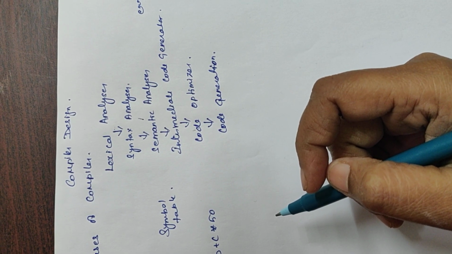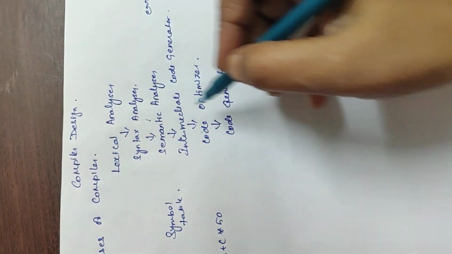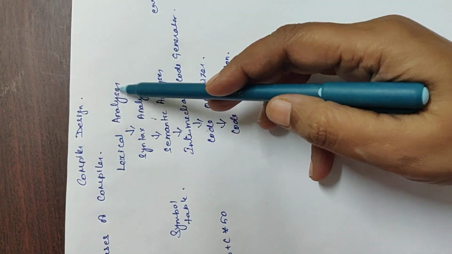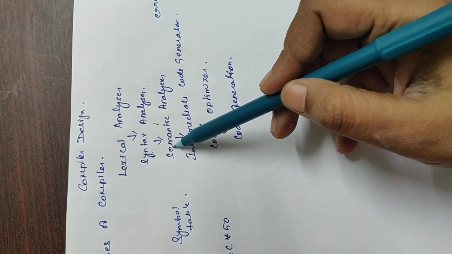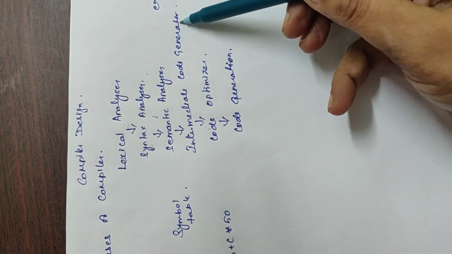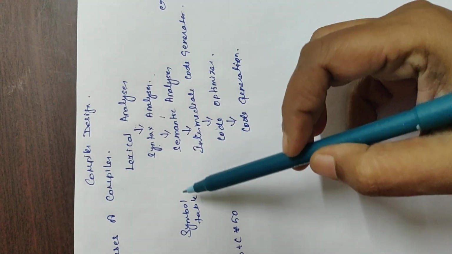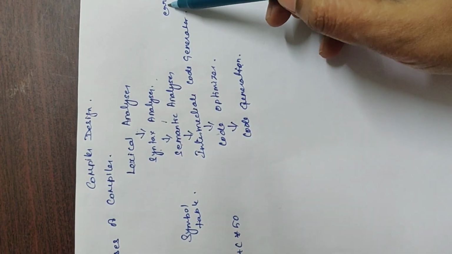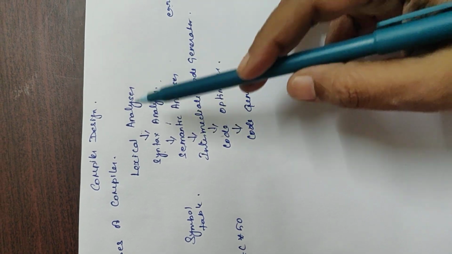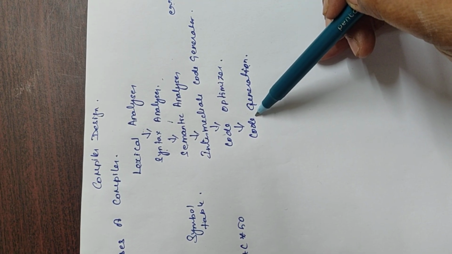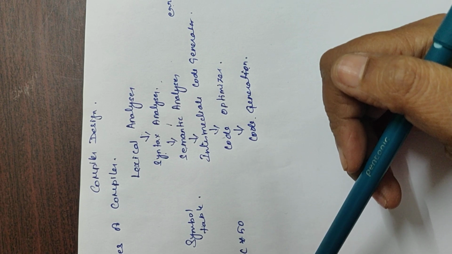So the phases of compiler has this structure. This starts with lexical analyzer, syntax analyzer, semantic analyzer, intermediate code generator, code optimizer and code generator. On this side we have symbol table and on this side we have error log. So totally 6 phases we have. This is also called as structure of a compiler.